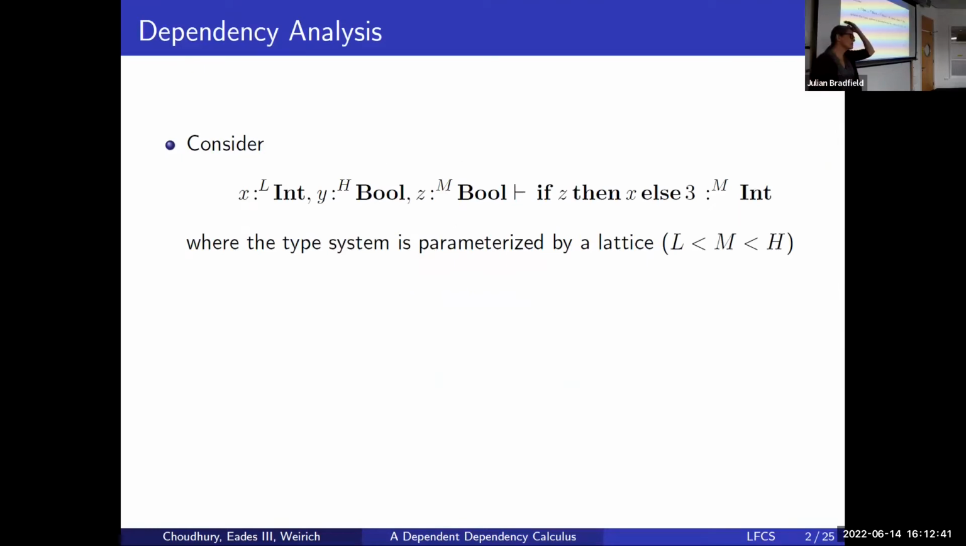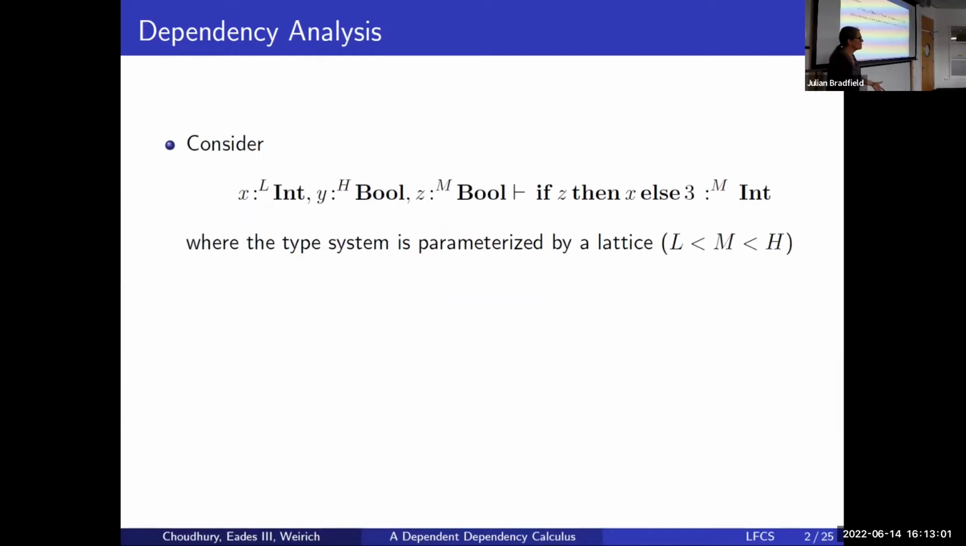I want you to start thinking about type systems that track dependency. What I mean by that is something that looks like this. Imagine we have an arbitrary lattice. In this particular example, I have a lattice with 3 elements: a low, a middle, and a high.